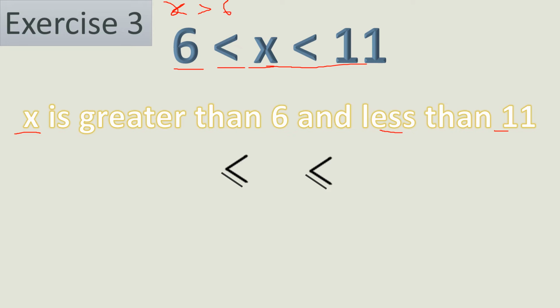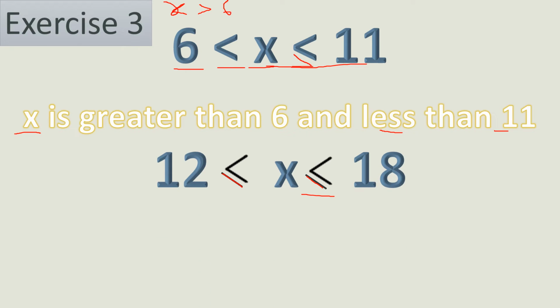For the next one, we just need to add the equals to, because the only change between this one and this one is that diagonal line, which means equals to. So this is our inequality. 12 is less than or equals to x, and x is less than or equals to 18.